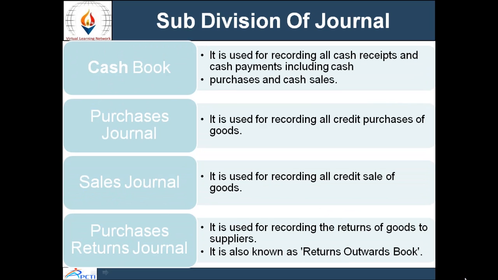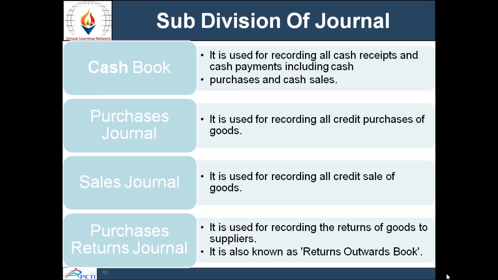Now, we will discuss the subdivision of journal. Number 1 is cash book. It is used for recording all cash receipts and cash payments, including cash purchases and cash sales. Number 2 is purchase journal. It is used for recording all credit purchases of goods. Number 3 is sales journal. It is used for recording all credit sales of goods.